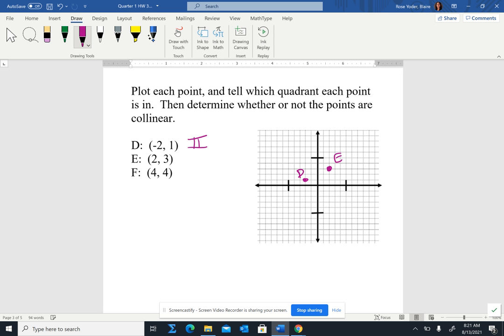What quadrant is that in? It's the first one where X and Y are both positive. And then F is 4, 4. E is kind of in the way. I'm going to move it. 4, 4 is F. Oh, that's also in the first quadrant.